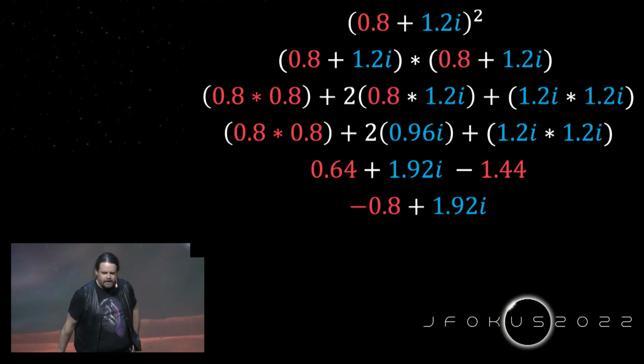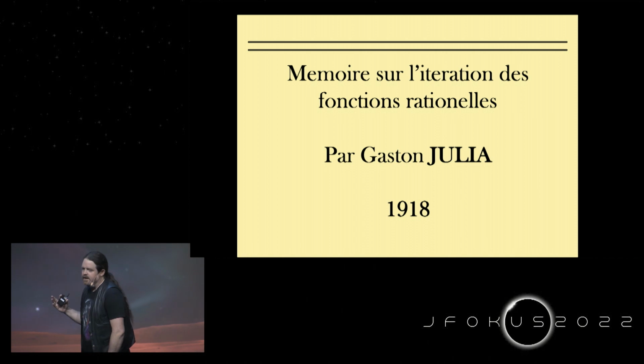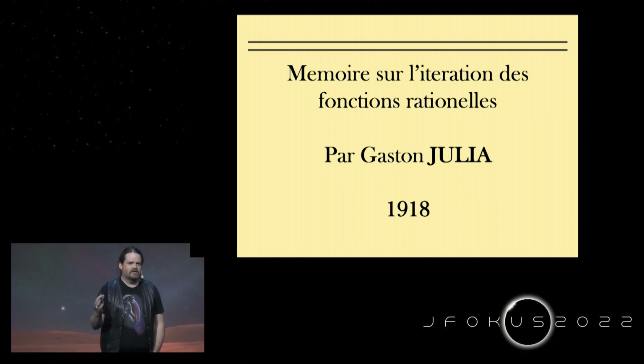Now, in 1918, a French mathematician, Gaston Julia, published this paper, the Memoir on the Iteration of Rational Functions. And as I said, this wasn't about finding solutions. What Julia and his colleague Pierre Fatou were doing was looking at how functions behave when you run them over and over and over again.